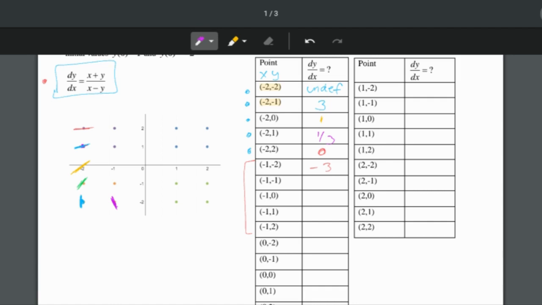All right, (-1, -1). You could probably start doing it without showing the work. If you add the x and the y, you get -2 all over. If you subtract, it'll become -1 plus 1, which is 0. You get another undefined, and undefined is just a vertical line. So you can put a vertical line through here.